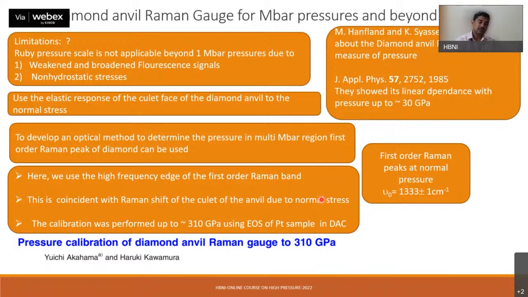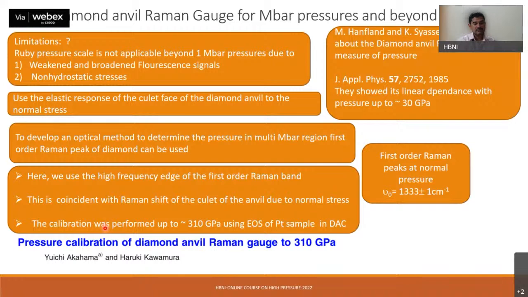Remember, this is not what in some pressure scales people do, where they also put a small diamond chip inside the diamond cell and measure the Raman out of that diamond. That is not this. This is the response of your culet itself.